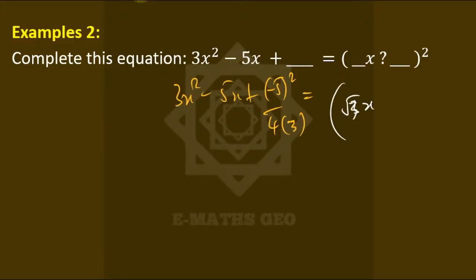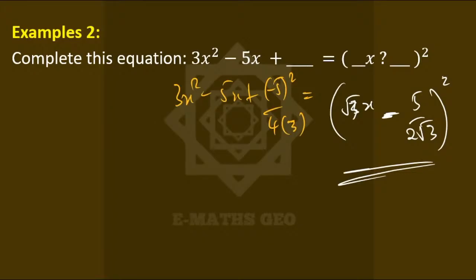Since you have negative. Why this is square root of 25 is 5. Square root of 4 is 2, that's 2 root 3. All squared, that's it. So the unknown here is root 3. The sign is negative. Why this is 5 over 2 root 3. Y here is 25 over 12. Yes. So this is 25 over 12. So that's it.